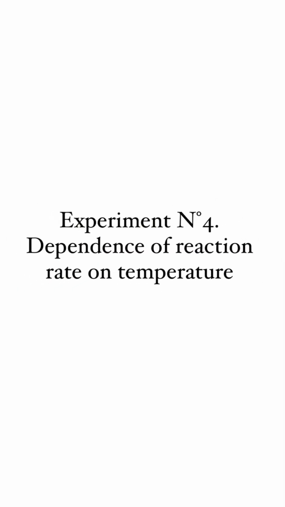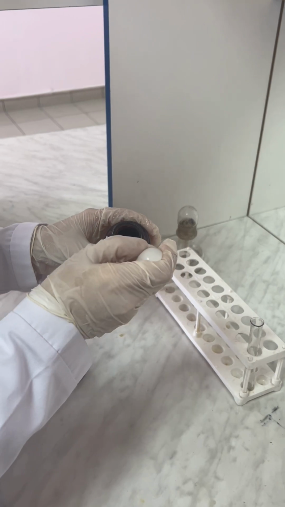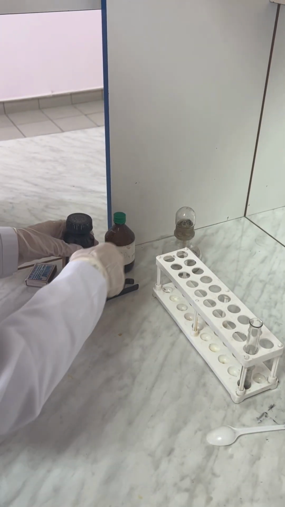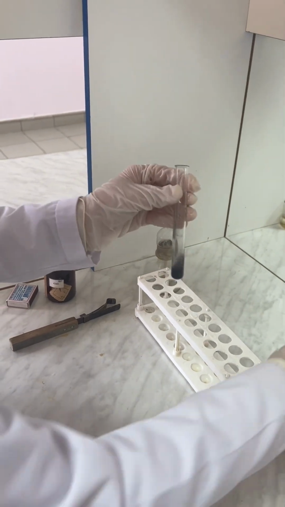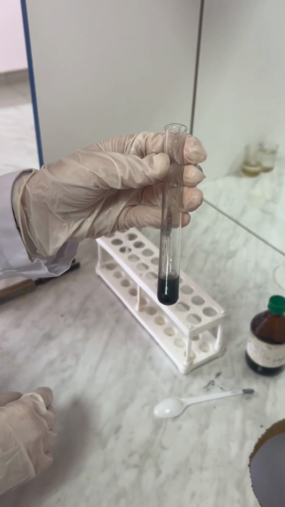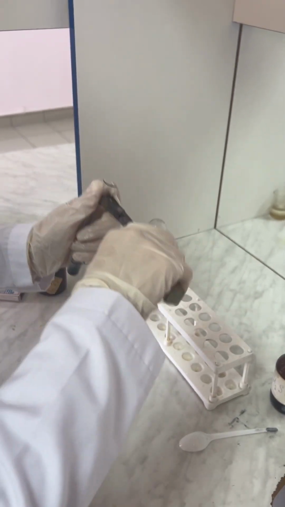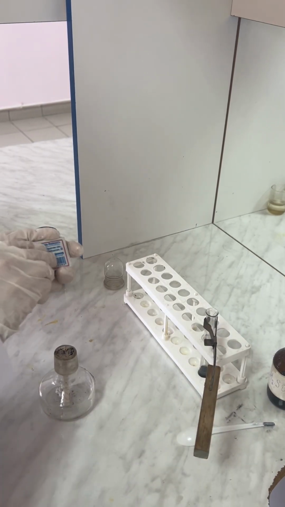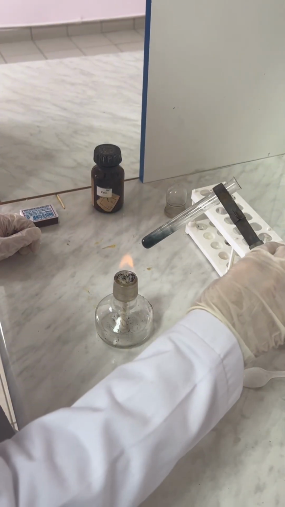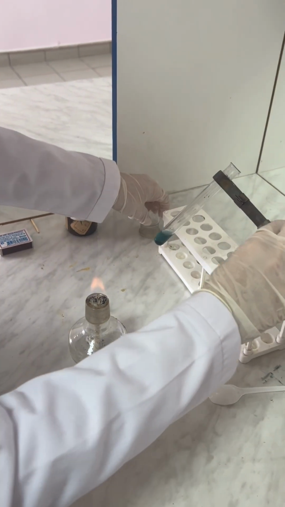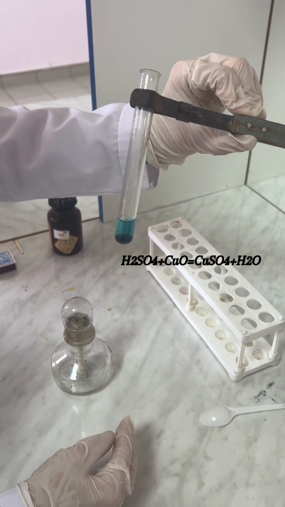Experiment number 4. Dependence of reaction rate on temperature. Place copper oxide in a test tube and pour dilute sulfuric acid into it. Copper oxide reacts very slowly with dilute sulfuric acid. Heat the solution to increase the reaction rate. After heating, we notice the formation of a blue solution due to the dissolution of black copper oxide.